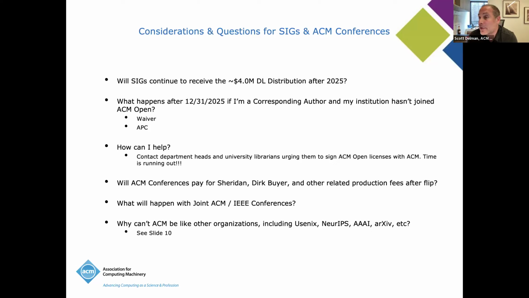On the other hand, there are certainly going to be authors that don't want to pay APCs or can't pay APCs. And that's going to be a challenge that we need to work through. Why can't ACM be more like organizations like Usenix or arXiv or AAAI who have different models for open access publication? The short answer is these are very different organizations.